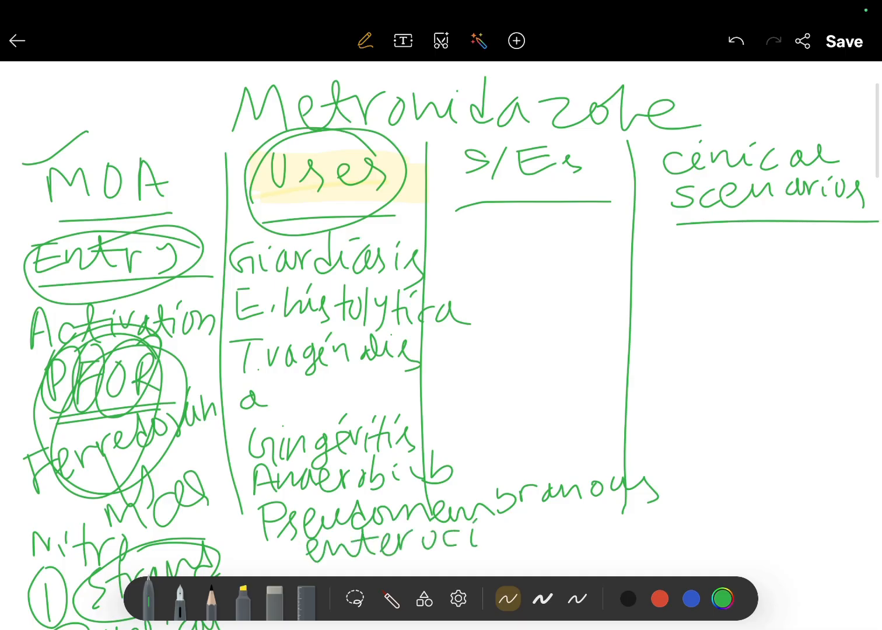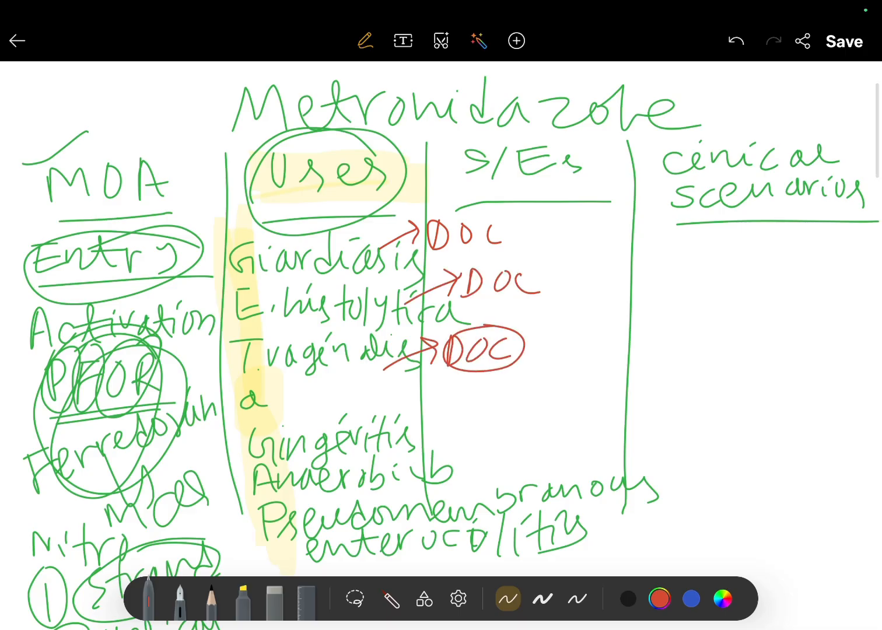So this is a mnemonic. You have to remember this mnemonic. The uses of metronidazole come as a short note. The mnemonic is GET a GAP. Giardiasis: the drug of choice is metronidazole. Entamoeba histolytica, causing intestinal amoebiasis: here also it is a drug of choice. Trichomonas vaginalis: here also it is a drug of choice. So you can see how important a drug it is. For Entamoeba histolytica, both intestinal amoebiasis and amoebic liver abscess, it is a first line drug.